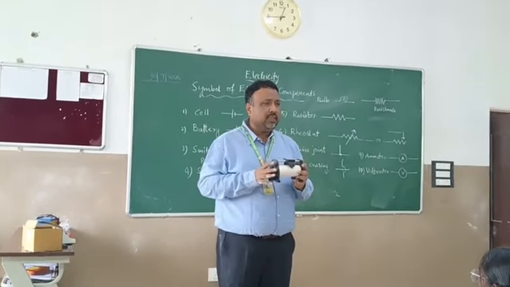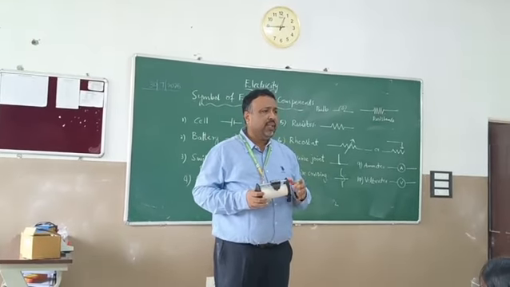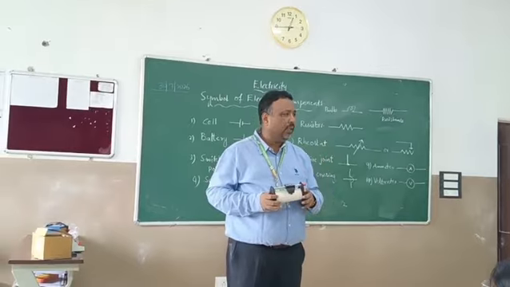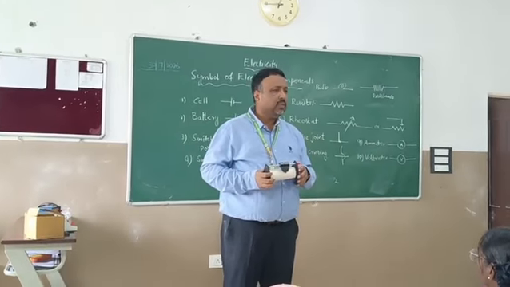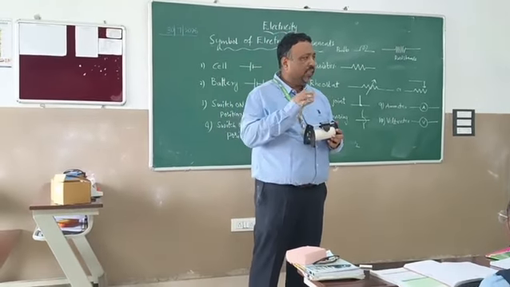The difference between rheostat and resistance is that resistance is a fixed value. What is that? Fixed value. If I take 5 ohms, it will act like 5 ohms only. If I take 20 ohms, it will act like 20 ohms. It is a fixed one.